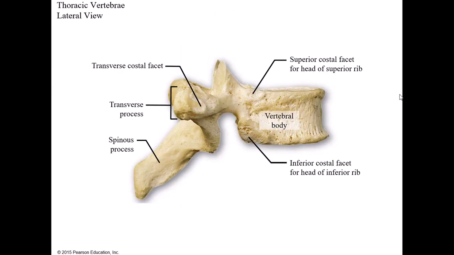So here's a side view. So we can see the costal facet. There's actually sometimes two. This is a superior one for a rib that would be above, and then here's an inferior one for a rib that would be below. And then here's the costal facet on the transverse process. So that would be the transverse costal facet.